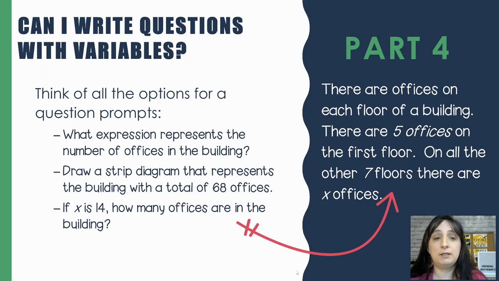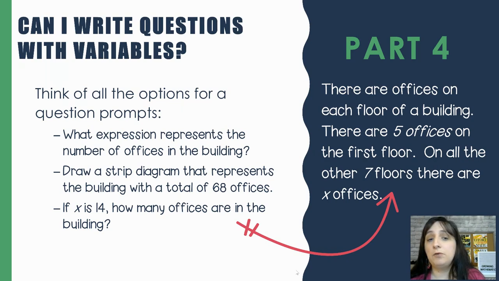So we could be asked something like, well, what expression represents the number of offices in the building? In that case, they wouldn't actually be solving for a value. They'd be finding an expression that represents the story. They could draw a strip diagram that represents the building if it had a total of 68 offices. So in that case, we're given another number in our question, and we're going to use that number to find a solution. And then we have another question.